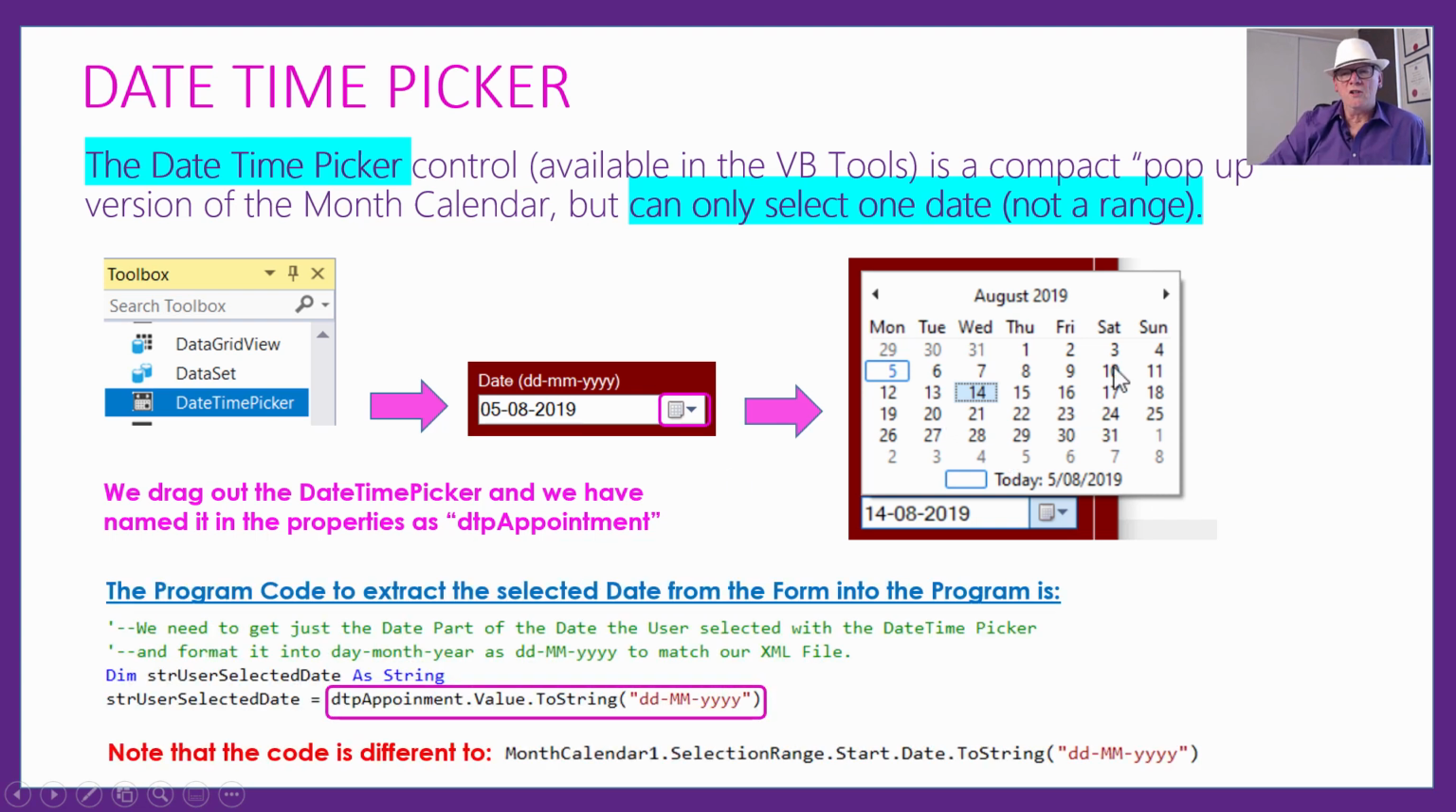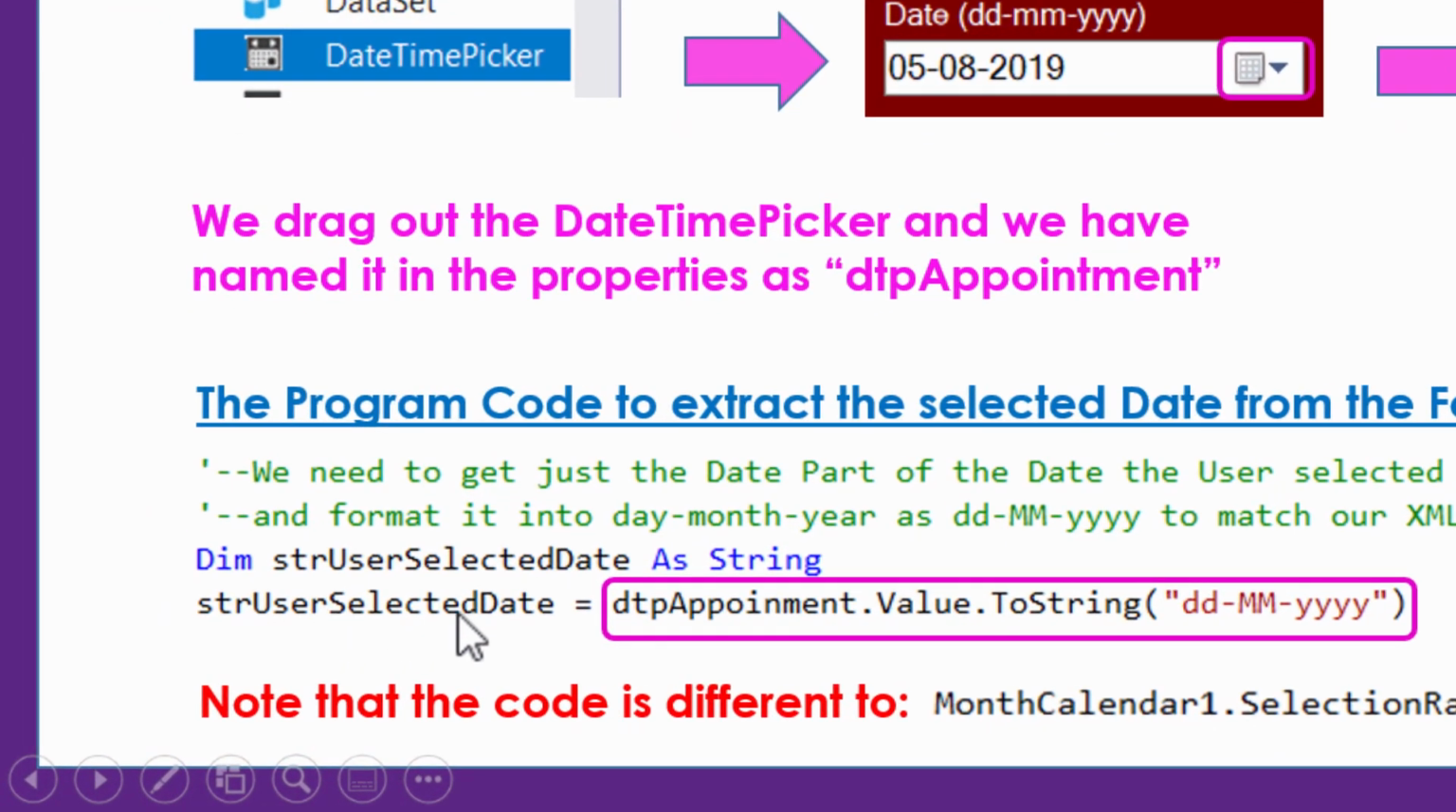All right, now the code you need to extract whatever date they've selected works like this. So if we wanted to get the date they've selected into some string variable in our program, strUserSelectedDate, let's say, you have to go DTPAppointment. That was the name we gave to our date time picker. dot Value dot ToString and then our British formatting here.